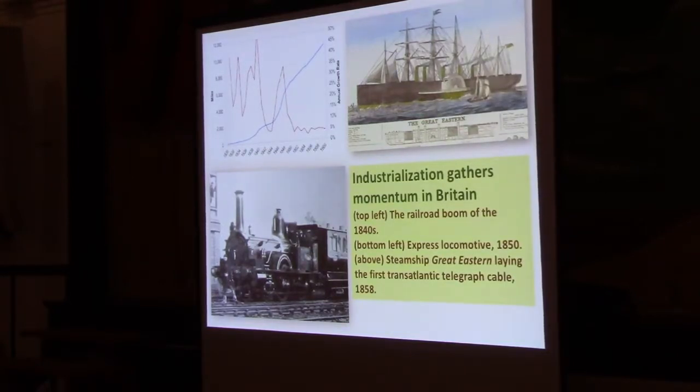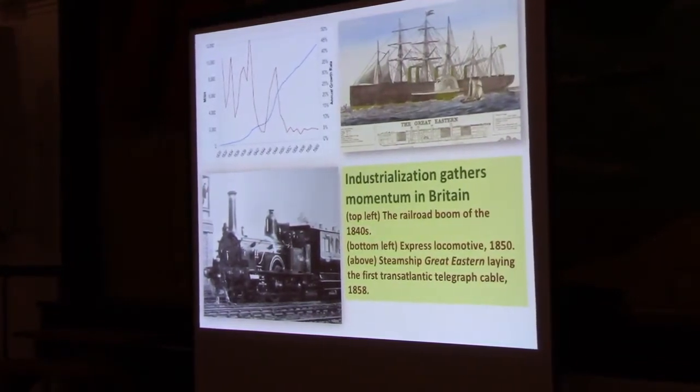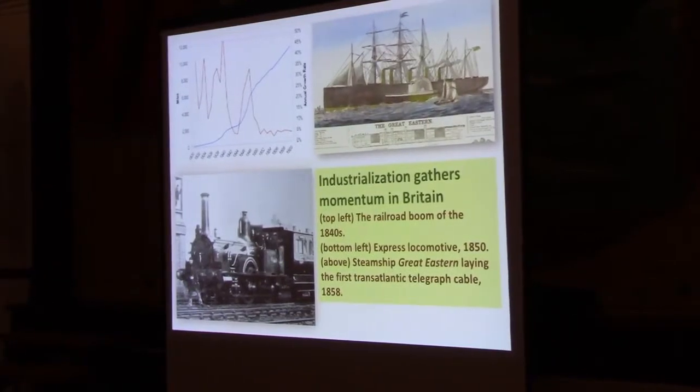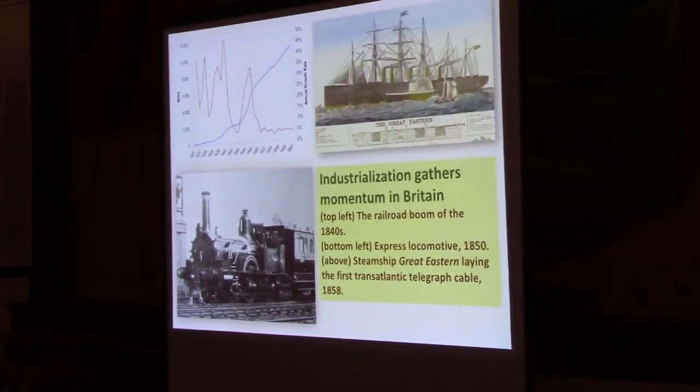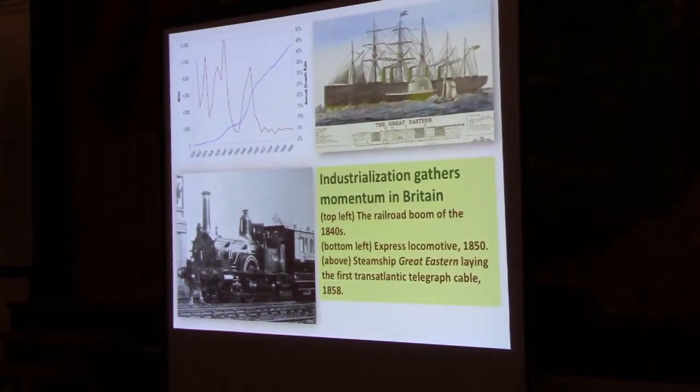So here's the expansion of railroad production, steamships. This is the Great Eastern. Actually, it was pretty much a failure as a commercial ship, but they used it to lay the first transatlantic telegraph cable in the 1860s. So you're going to see, of course, coming along with this greater connectivity, advances in communication.